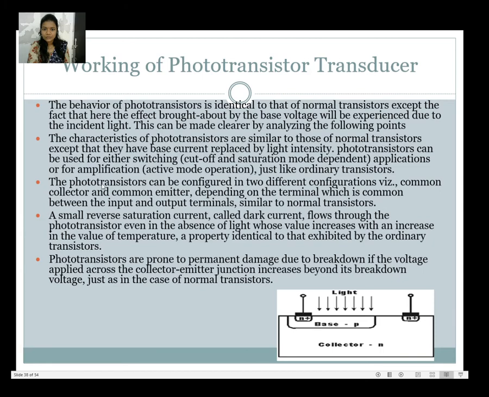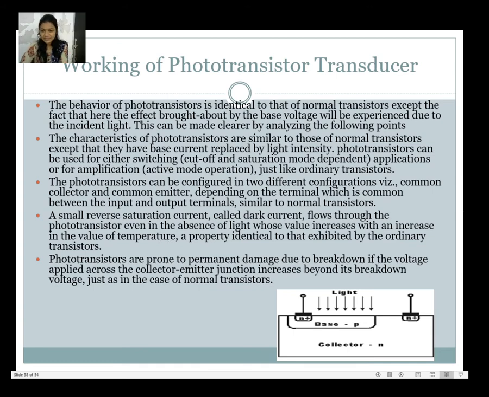The phototransistor can be configured in two different configurations, common collector and common emitter, depending on the terminal which is common between input and output. A small reverse saturation current called dark current flows through the phototransistor even in the absence of light, and its value increases with the increase in temperature.